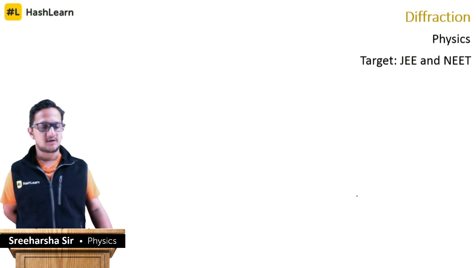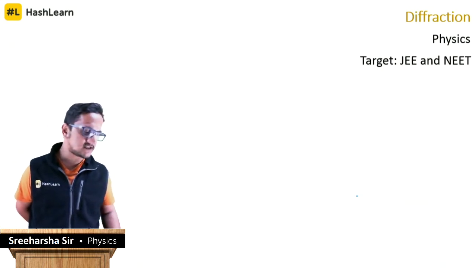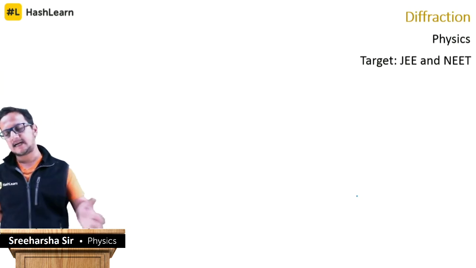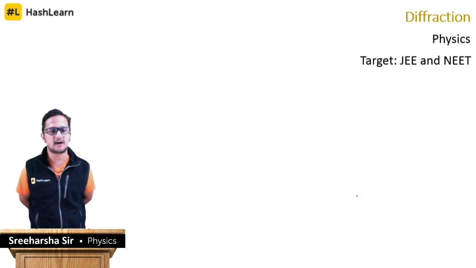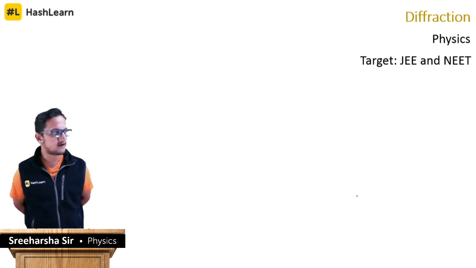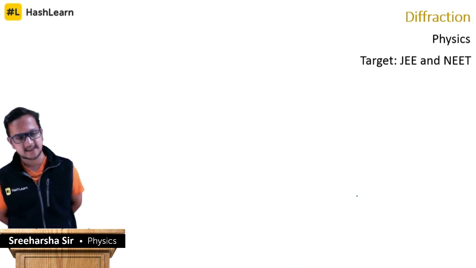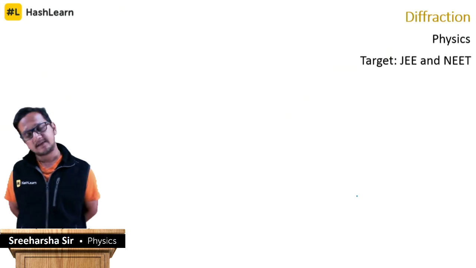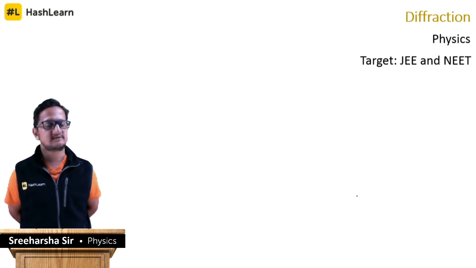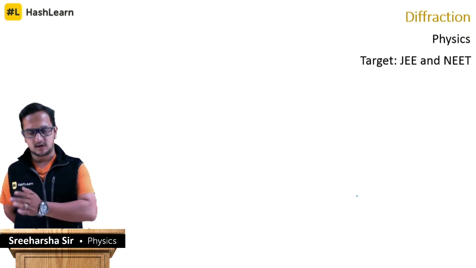So we have come to the second class of Wave Optics, in which we studied a few important topics, or I can say the heart of Wave Optics, in the previous class, which are the wavefronts and interference. The topic of today's class is diffraction, which is famously known as a special case of interference. Why do we call it a special case of interference? We'll see as the lecture goes on.